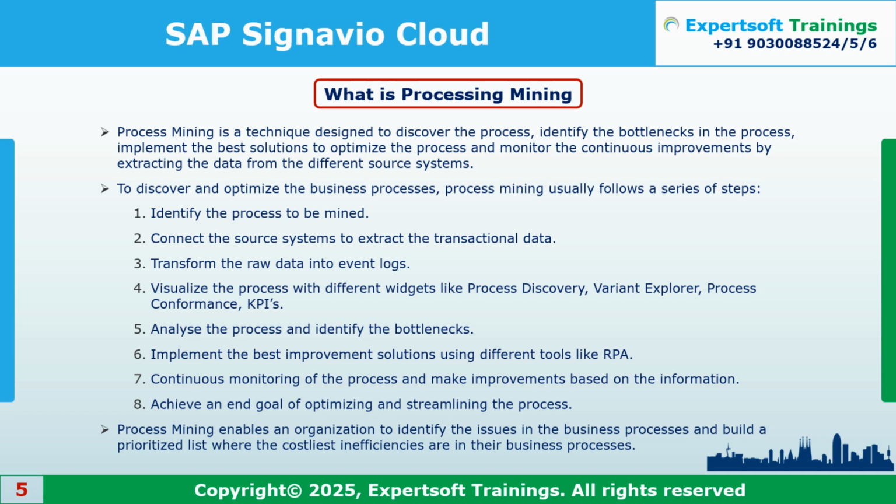Okay, why do we need to transform this raw data into event log data? Any process mining tool can only understand event log data. When we talk about event log data, what is event log data? A combination of sequential activities or events to achieve a single goal or several goals is called a process, right?